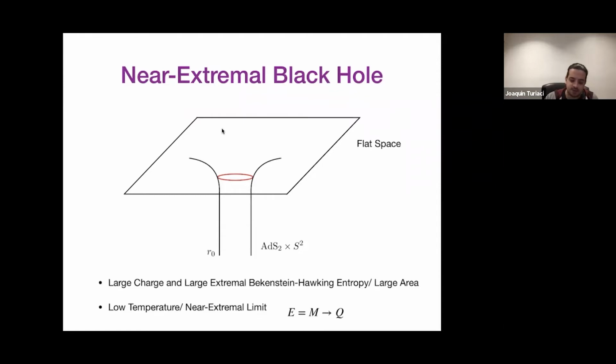I will also look at near extremality, which means that it's a black hole at low temperatures. In this particular case, the extremality bound is that the mass is bigger than the charge, and near extremality means that the mass is very close to the charge. In this regime, there is a large AdS2 throat in the geometry, which is this region here. We have an approximate AdS2 cross S2 geometry, and somewhere here there is a horizon that will always, and this is important, be kept at a finite distance from infinity. And this is a difference from some other results.